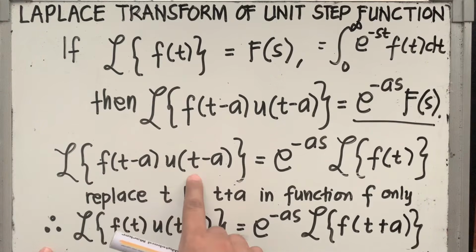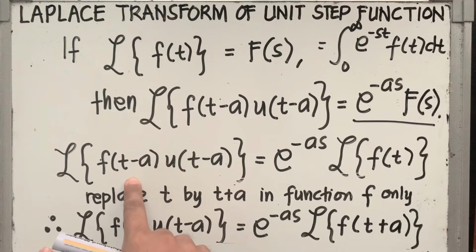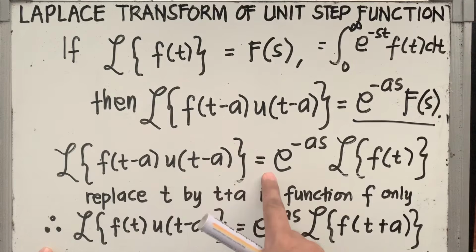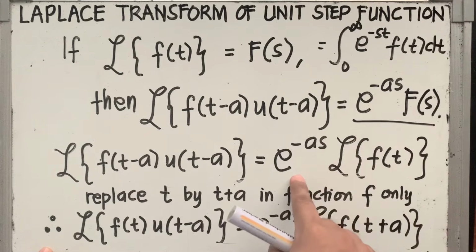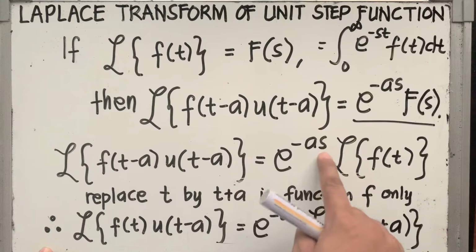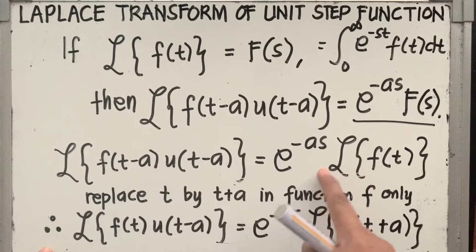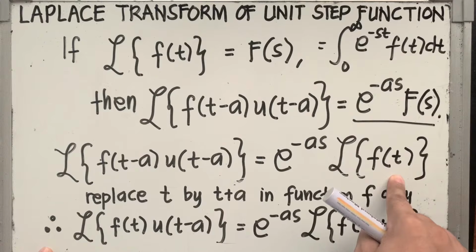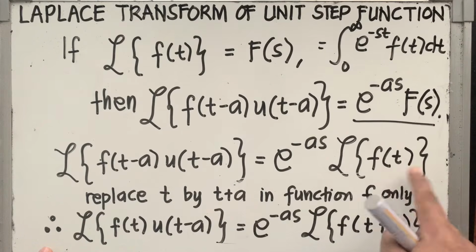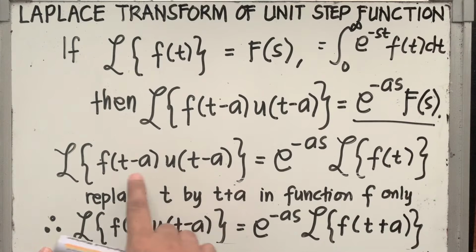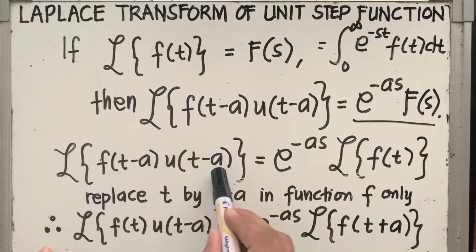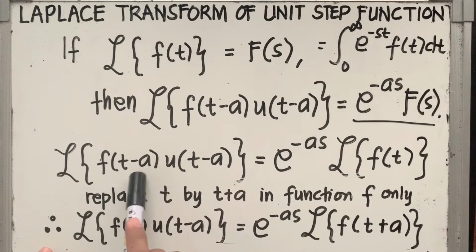Okay, but we are going to follow this step for us to be able to determine its Laplace. So present na yung e raised to negative as. And please allow me to speak in Tagalog at times so I could better explain the examples later. Okay? So, ayan, sabi nga kanina, e raised to negative as is part of the answer of the Laplace transform of the unit step function. So, here's the step. Now we will replace t by t plus a in function f only. Okay, so I'm pointing at the function f only now.